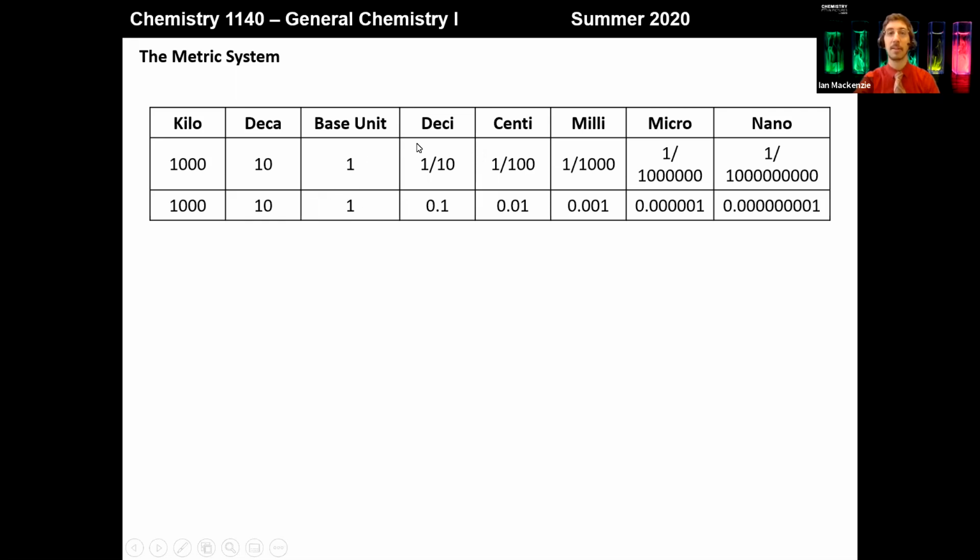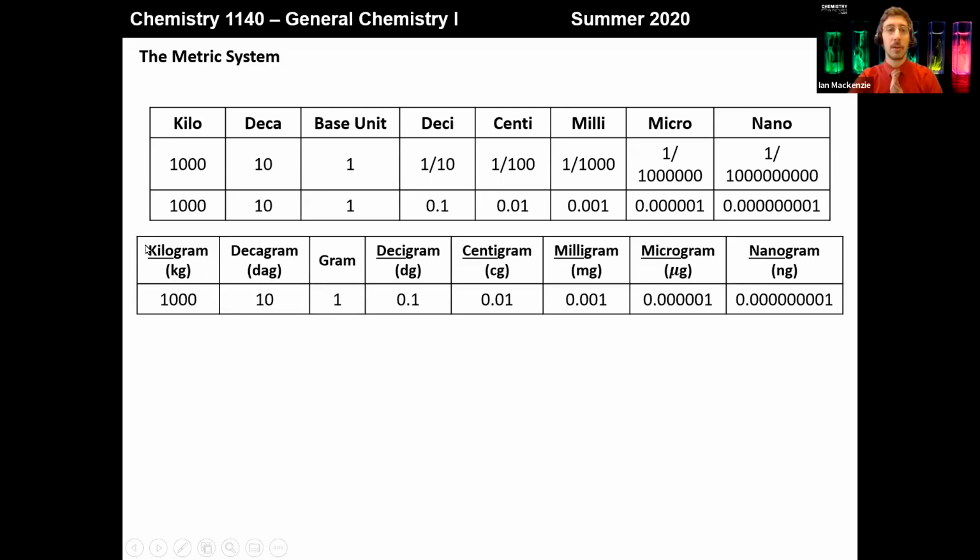If I go down here to centi, that means I have 1/100th or 0.01 of the base unit. So deci, centi, milli, micro, nano, those are all units that are smaller than the base unit. They're all factors of 10 smaller. So milli is 1/1000th or 0.001 of the base unit. Let's go through a specific example.